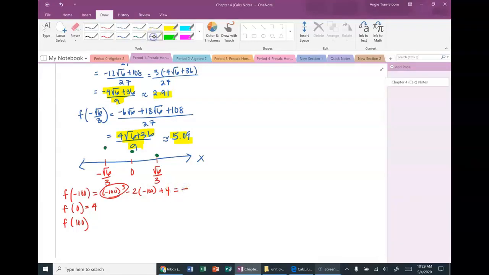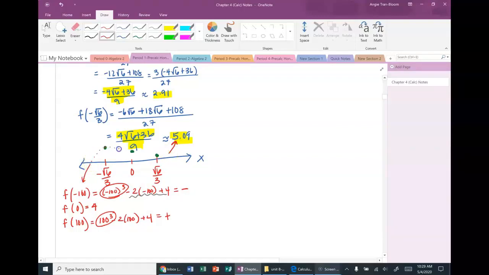Remember, we talked about these two terms right here not being very important or relevant to the end behavior. Then, same thing with 100. We're going to plug in 100 to the third minus 2 times 100 plus 4. So technically, you're just looking at the first term in a polynomial. So that will give us a positive. So that means it's going to go above and below. So if we were to sketch this out a little bit, this side will be going this way, and this side will be going like this.